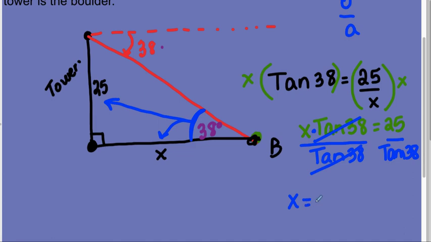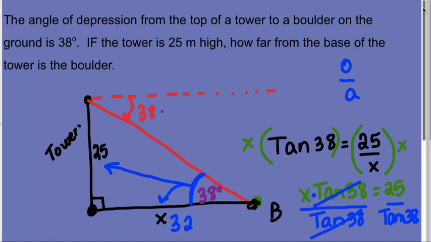So I'm going to grab that calculator. I'm going to do 25 divided by tan 38, and I get approximately 31.998. So we'll say 32. So the boulder is about 32 meters from the tower.